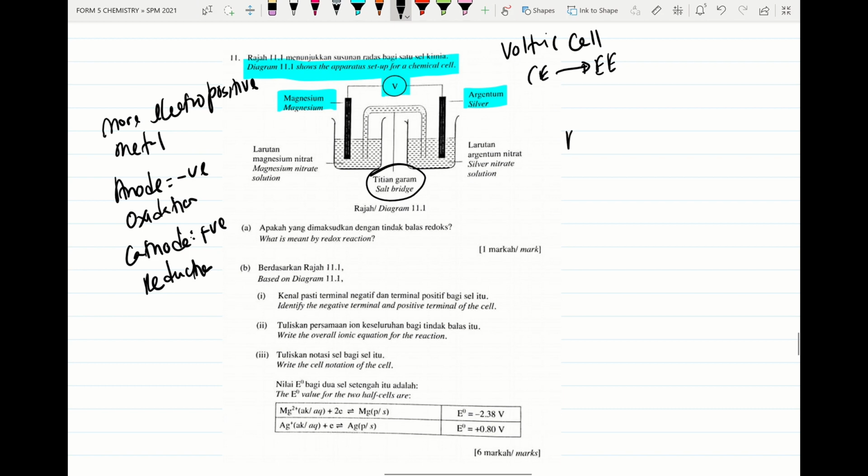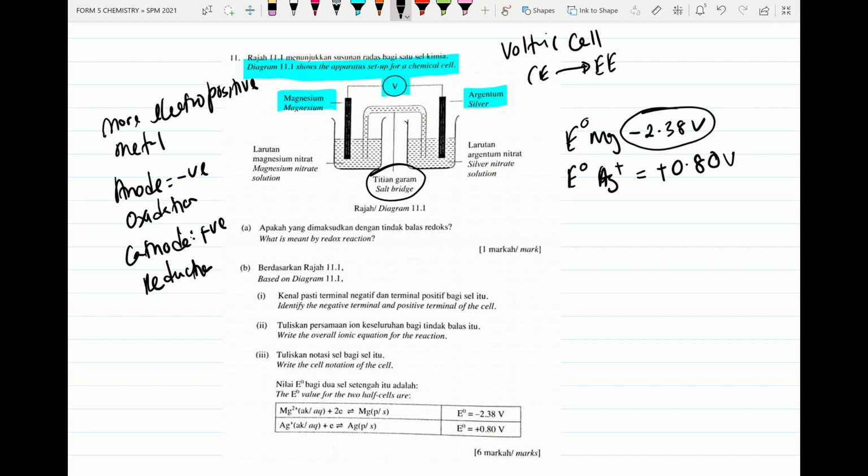The E naught value of magnesium is given as negative 2.38 volt, and the E naught value of silver ion is given as positive 0.80 volt. So the E naught value of magnesium is more negative compared to the E naught value of silver ion. Therefore magnesium acts as the negative terminal and the silver electrode acts as the positive terminal. Electrons flow from the negative terminal to the positive terminal.